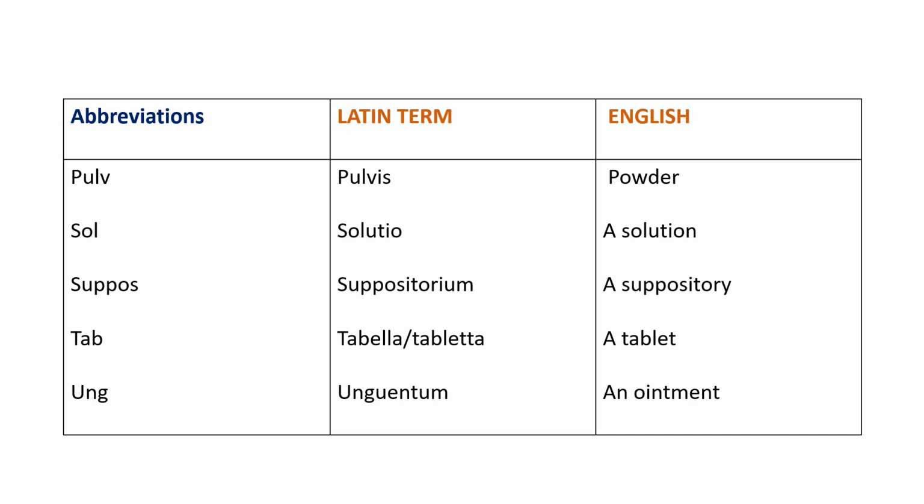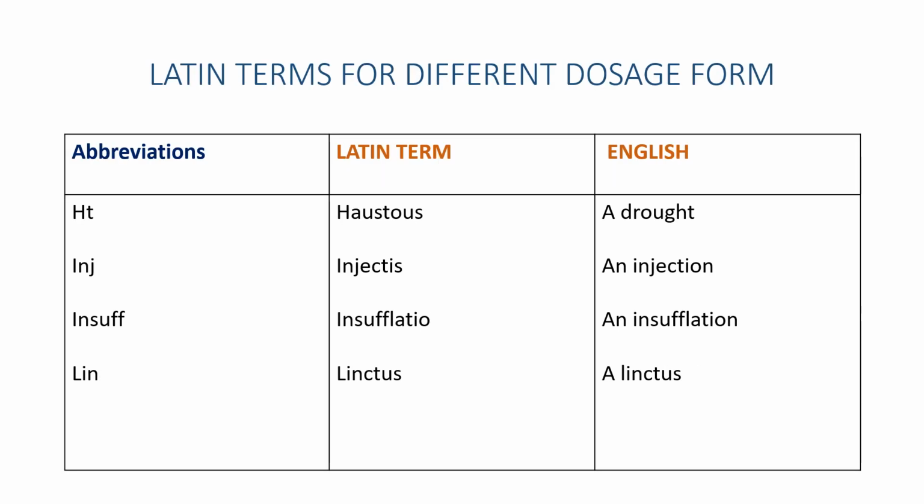You have seen many prescriptions where the doctor writes tablet shortly as tab. Unguentum, or ointment, is shortly written as UNG. Haustus. In English it is called a draught and abbreviated as HT. Draught means a single oral dose preparation.